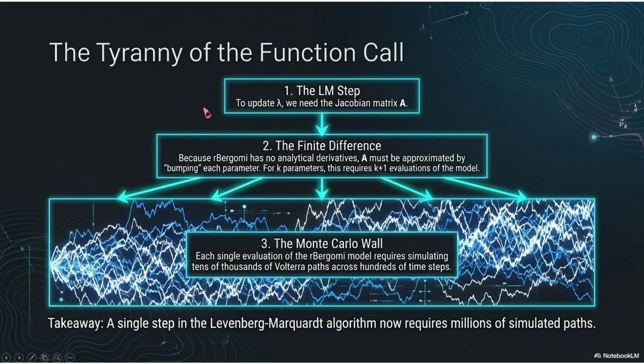Because there are no analytical derivatives, the Jacobian must be approximated using finite differences, meaning we have to bump each parameter and re-evaluate the model. Each single evaluation requires simulating tens of thousands of Volterra paths across hundreds of time steps. Suddenly, a single step in our Levenberg-Marquardt algorithm requires millions of simulated paths.